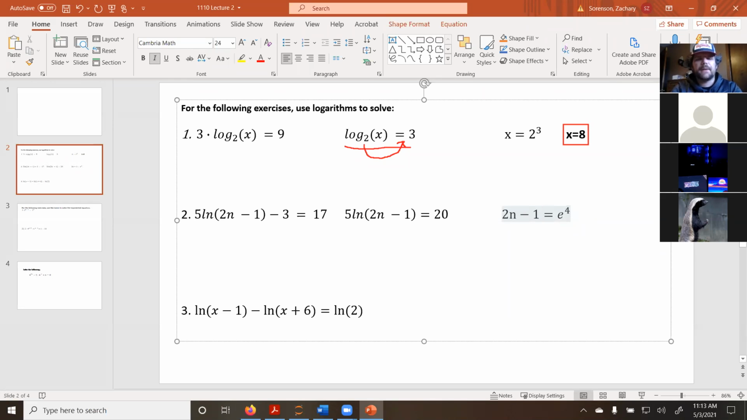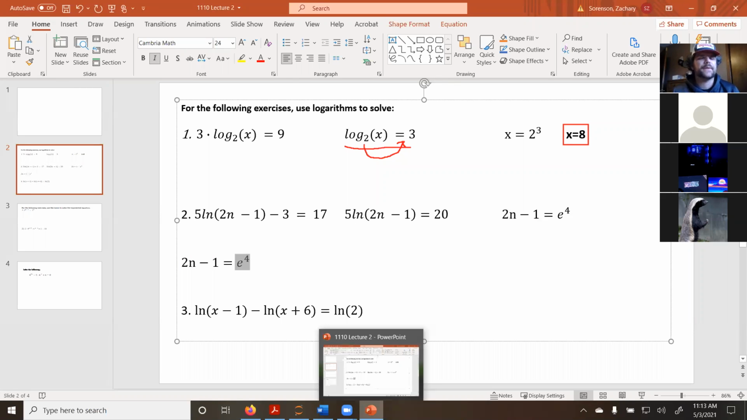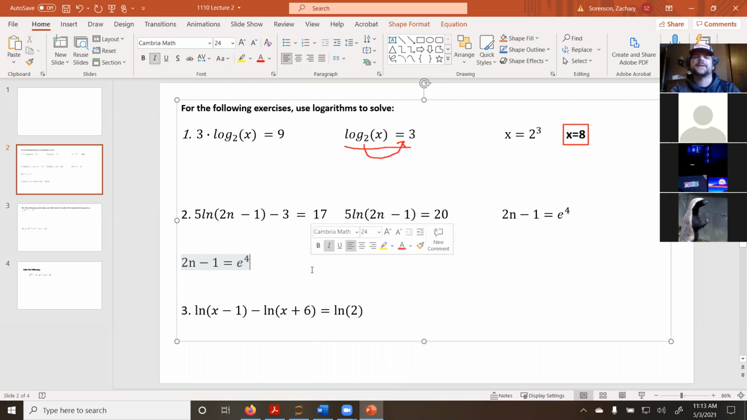Now, if this was an application problem, I would want to find what e to the 4th is. It's a decimal, but it's going to be a rounded decimal and it's going to be a little bit unwieldy. Since we are in the math world, we typically like to have exact answers. So I'm not going to throw e to the fourth into my calculator. I'm going to leave it as is. In my final answer, I will have an e to the fourth. It's not going to look the nicest, but it will be exact.